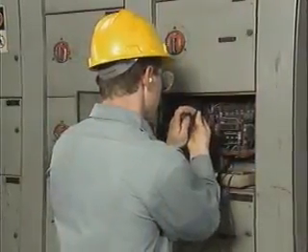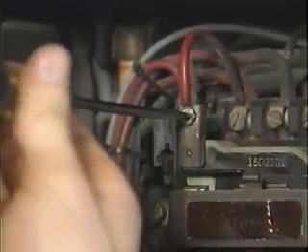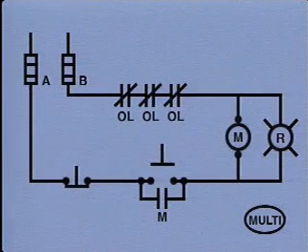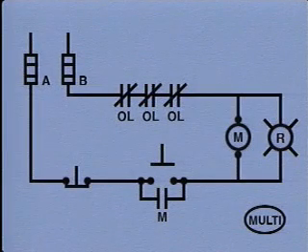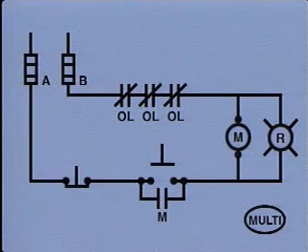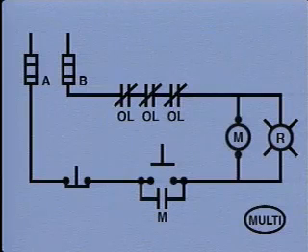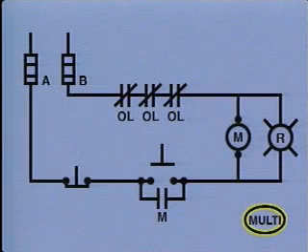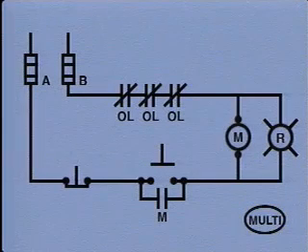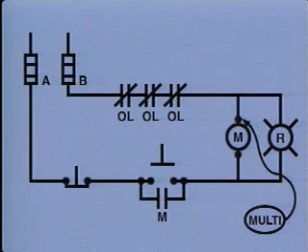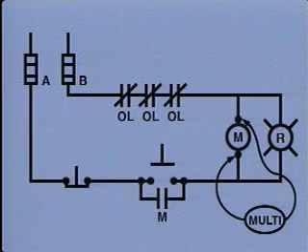Before a component is tested, the electrician disconnects one of the wires leading to that component to prevent a parallel current path. We can use a simplified schematic to see what can happen if this is not done. In this example, we'll be testing the M coil. This diagram shows the control circuit of an AC motor controller and a multimeter. The multimeter is represented by a circle containing the letters MULTI. One of the multimeter's probes is placed on the electrical connection point on one side of the M coil, and the other probe is placed on the connection point on the other side of the M coil.